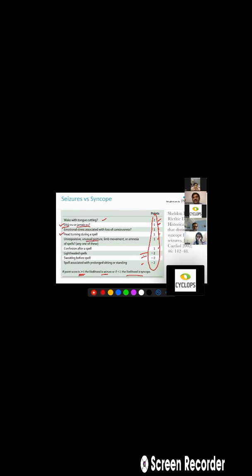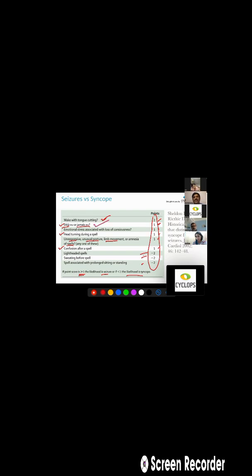Unusual posturing, limb movement, or amnesia of the spells. The person is under... All of these things go in favor of a seizure. Confusion after the spell, post-ictal confusion, goes in favor of a seizure. Of all these things, if you ask me, tongue bite almost always goes in favor.